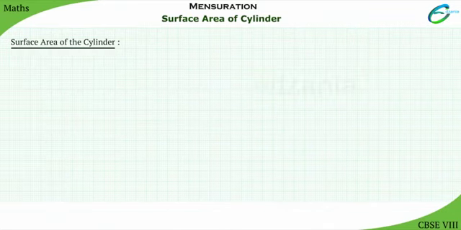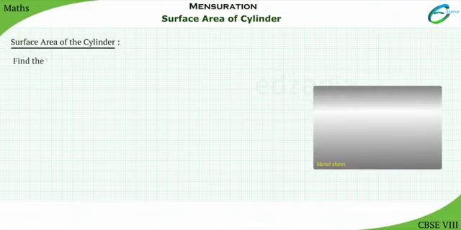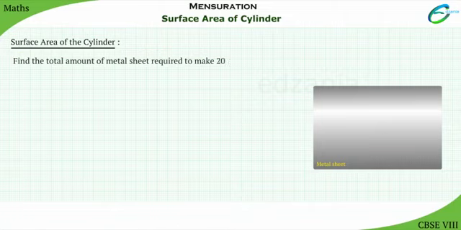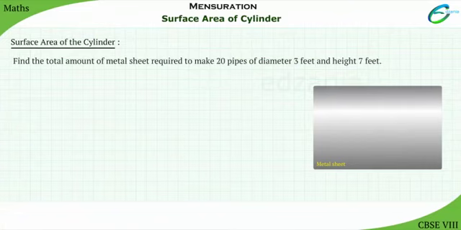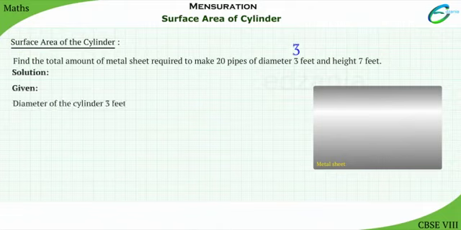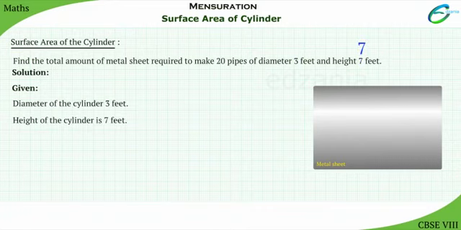Let us solve one more problem. Find the total amount of metal sheet required to make 20 pipes of diameter 3 feet and height 7 feet. The cylindrical pipes used for drainage are made up of metal sheets. Given the diameter of each pipe is 3 feet and height is 7 feet. Here we need to find the amount of metal sheet required for making 20 such pipes.